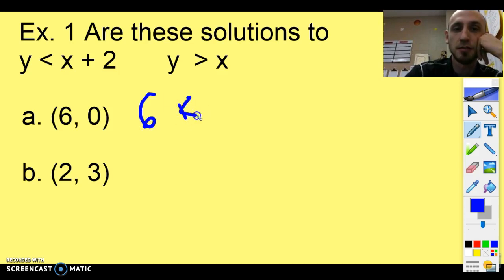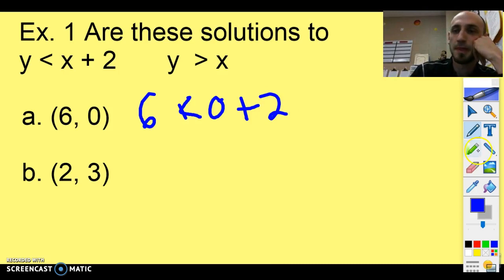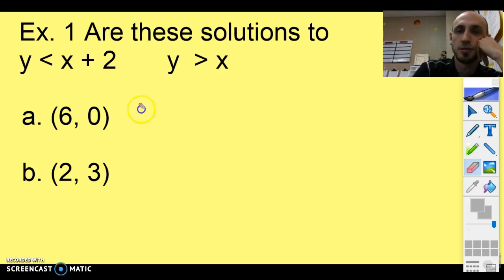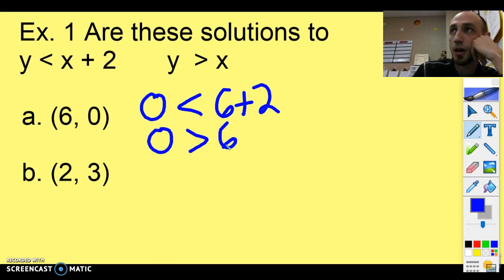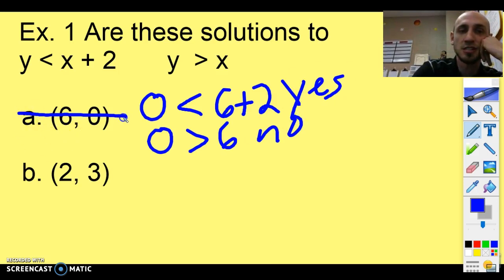Here's what they're going to do. You see what they do? They have it backwards, right? Okay, so is 0 less than 6 plus 2? Yes, right? Is 0 greater than 6? No, right? Yes, no. So is this a solution to the system? No. Okay, next one.